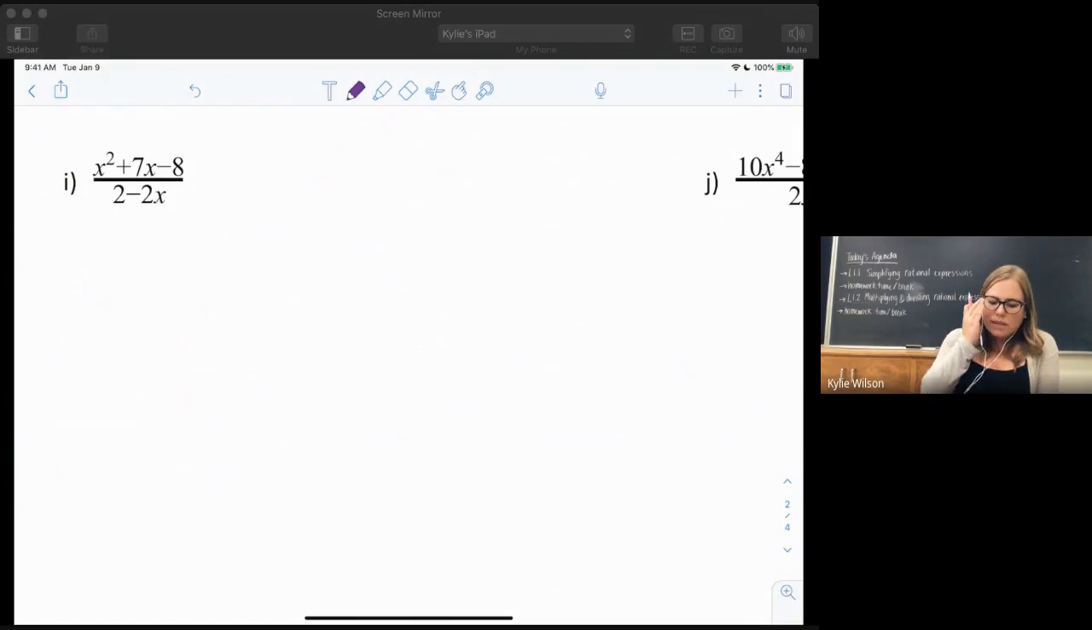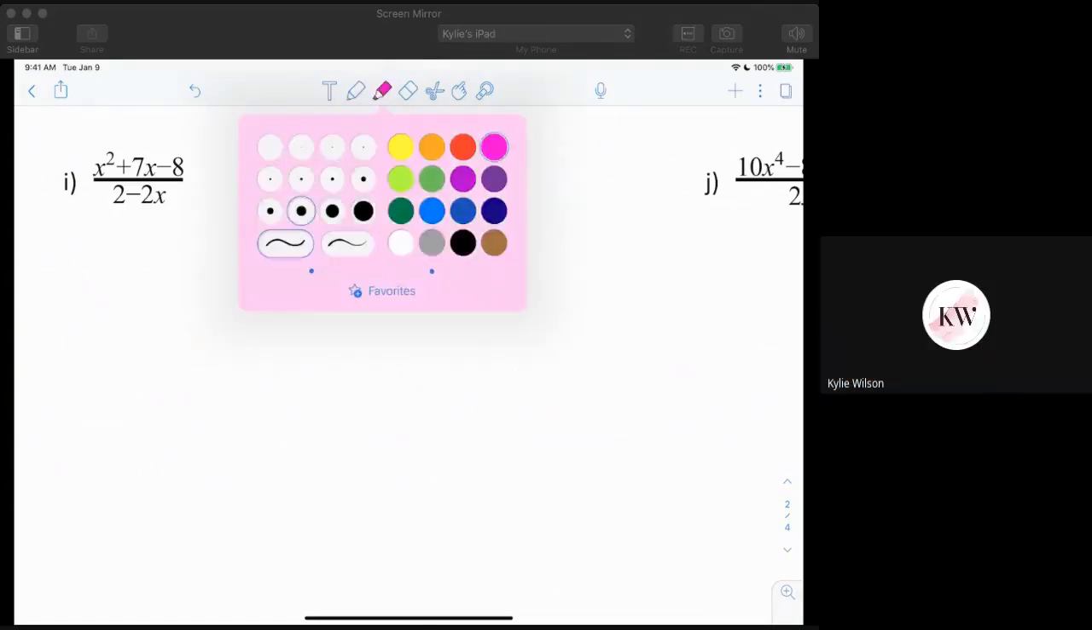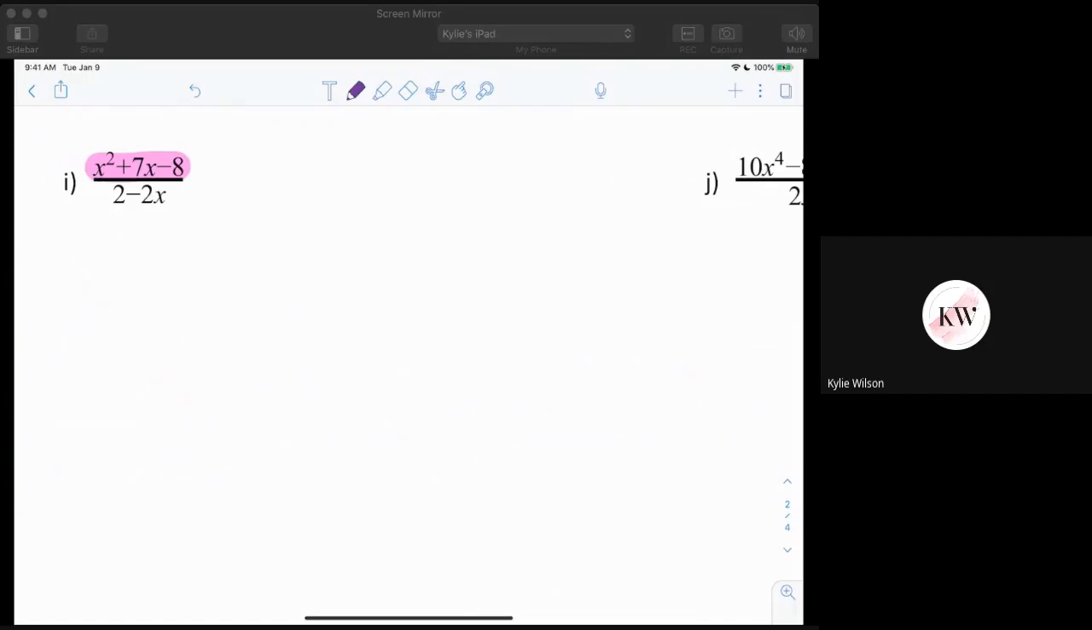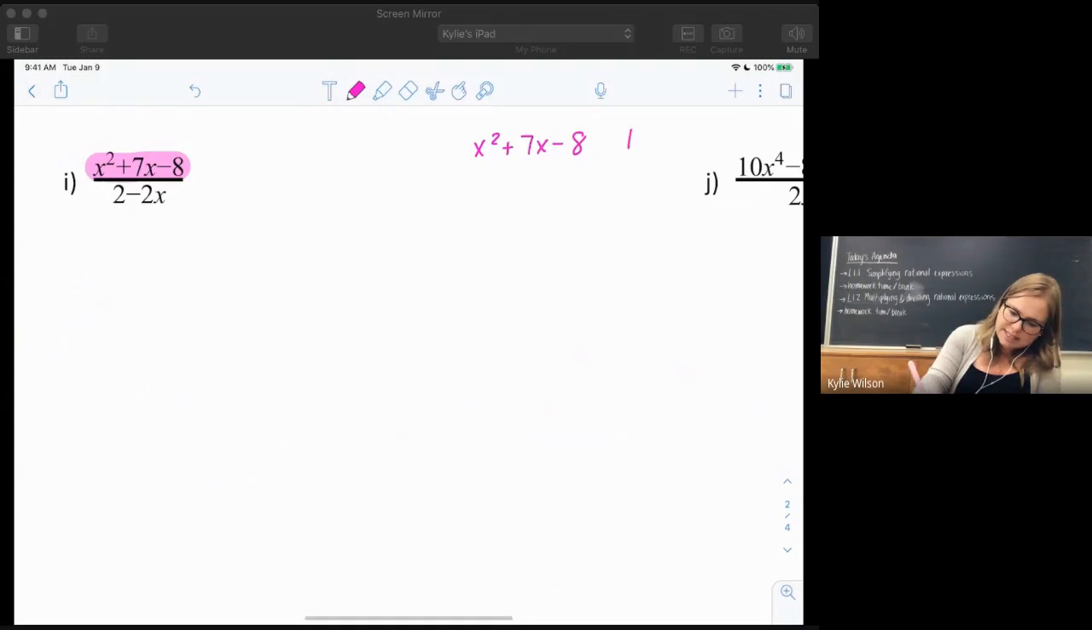So let's quickly simplify I. Then you guys can do the homework tonight, and we can take up any questions tomorrow at the beginning of class. So I is x squared plus 7x minus 8 all over 2 minus 2x. So the first thing I'm going to do is factor this one, x squared plus 7x minus 8. Two numbers that multiply to negative 8 and add to 7 would be 8 and negative 1. So we'll have x plus 8, x minus 1. So that's what goes in our numerator.